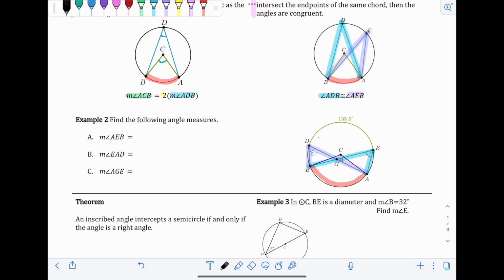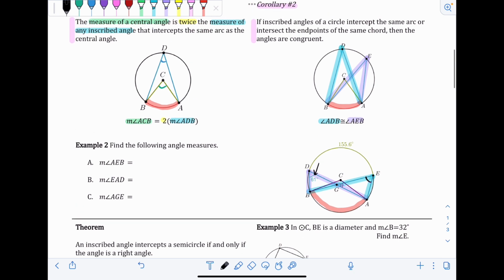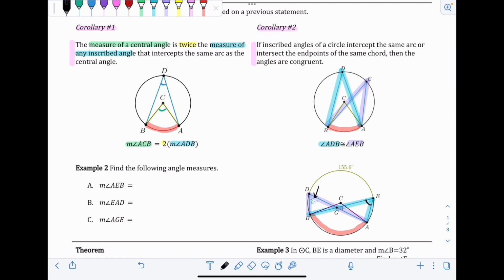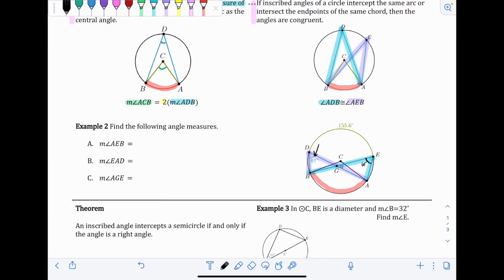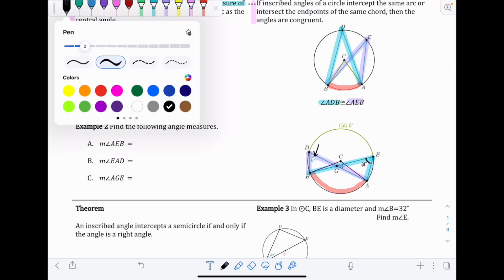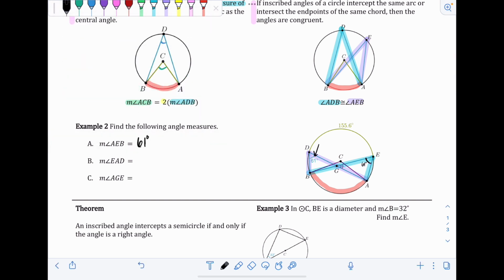It's 61 degrees. The angle we're asked for, angle AEB, near point E, intercepts the same arc. So using corollary number 2, up here, that must mean they're congruent to each other because they open up to the same exact size arc. So their angle openings must be the same. That would mean this angle is also 61 degrees. So the measure of angle AEB is 61 degrees.